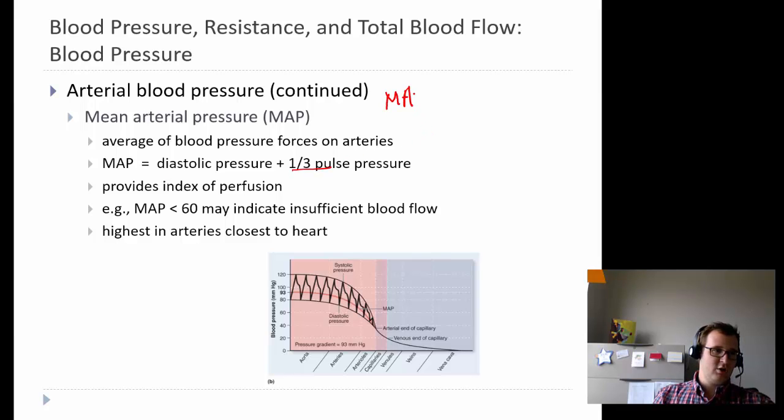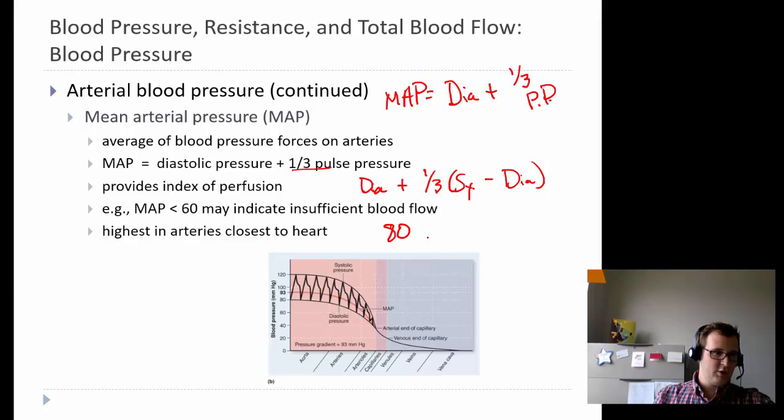So our mean arterial pressure is equal to our diastolic pressure added to 1/3 of our pulse pressure. If you were to write this all the way out, it would be diastolic plus 1/3 of systolic minus diastolic. If you do this equation with a normal blood pressure, you get 80 plus 1/3 of our pulse pressure, which we found to be 40, which is roughly 80 plus 13, which equals 93. And so this is the average mean arterial pressure for a person.